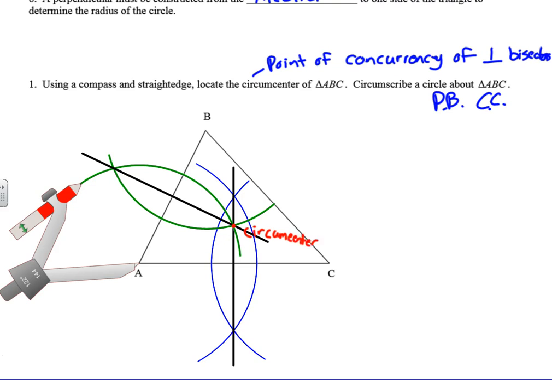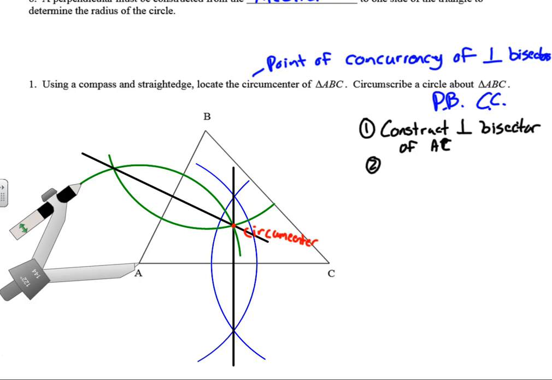All right, now here's why I said it's a little bit easier, because at this point, let me write down the steps, okay? So we want to: one, construct the perpendicular bisector of AC.